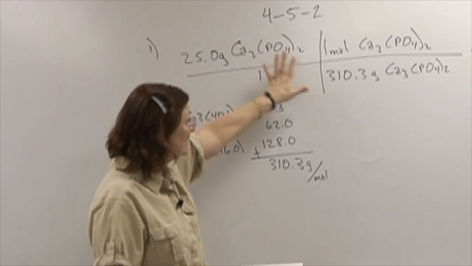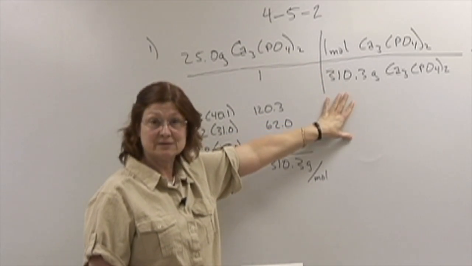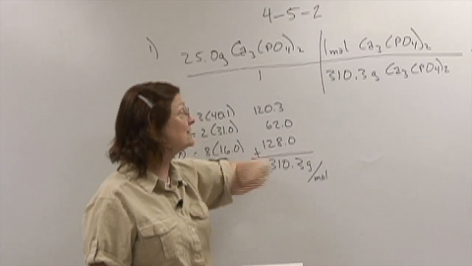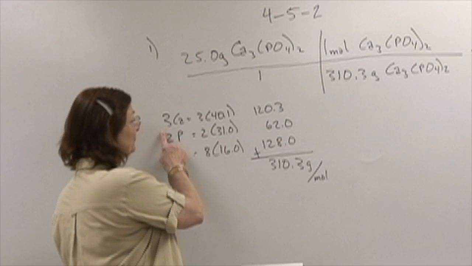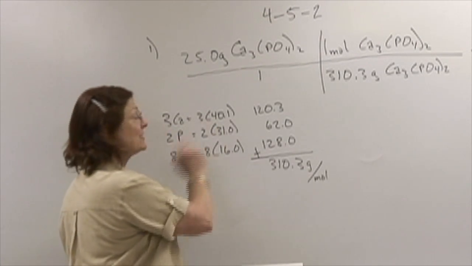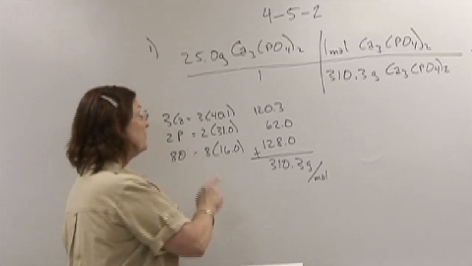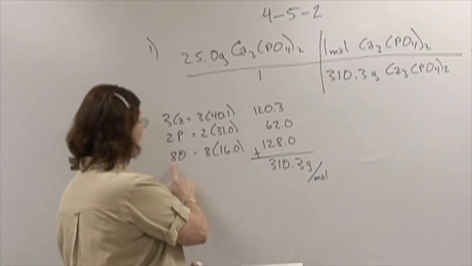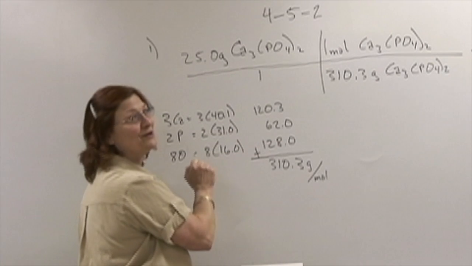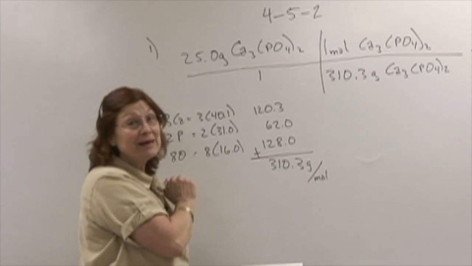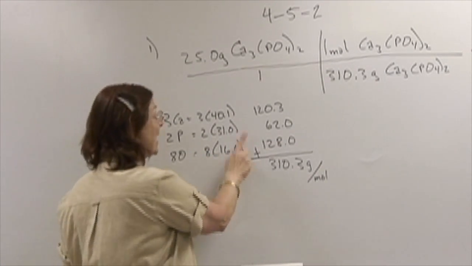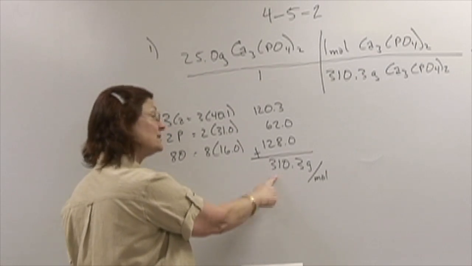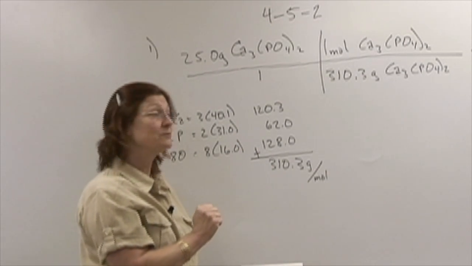Well, I need to get the AMU of the calcium phosphate, or the formula mass, so I'm going to write out that I have 3 calciums and each calcium has a mass of 40.1. There are 2 phosphorus with a mass of 31.0 each, and 8 oxygens. And you know that I write these out again because that's where many mistakes are made. And the total formula weight is 310.3 grams per mole.